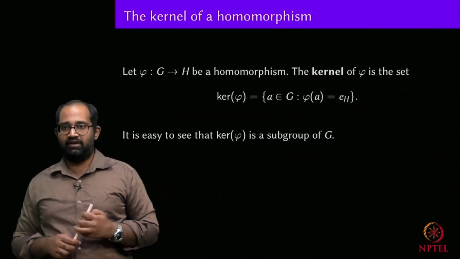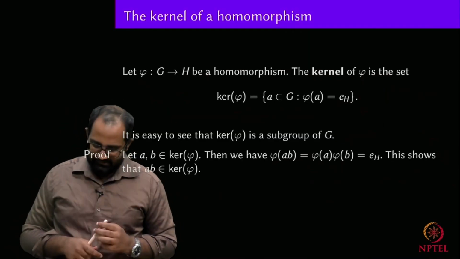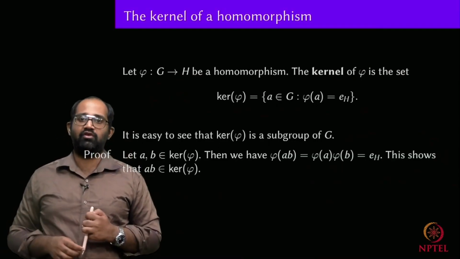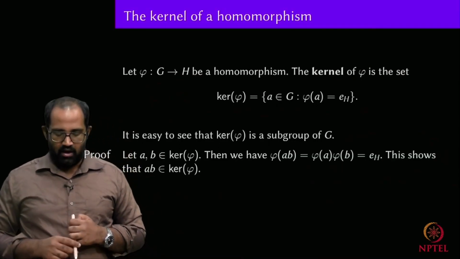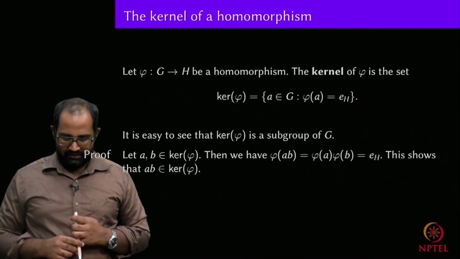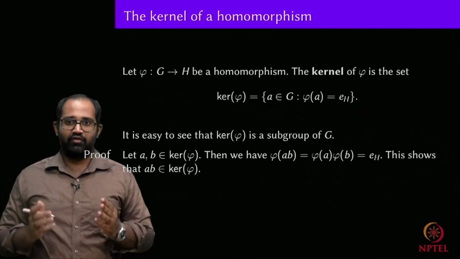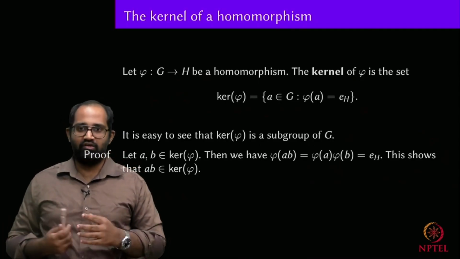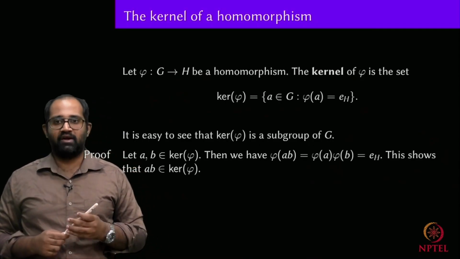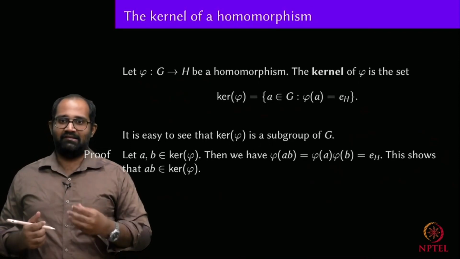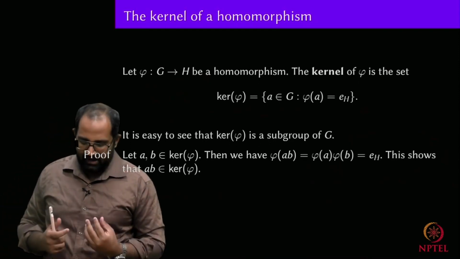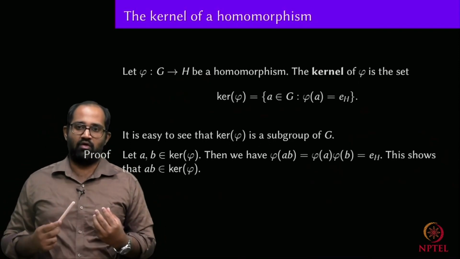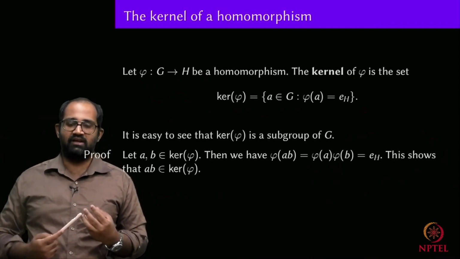Now, the kernel of phi is a subgroup. Why is that? Well, what do we have to do to check that this is a subgroup? You have to check that if two elements A and B are in the kernel, then the product should also be in the kernel, because what is a subgroup after all? It is a subset such that under the binary operation of the original set, you should still get a group.